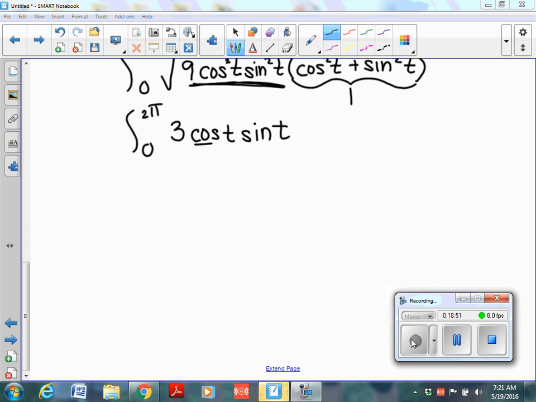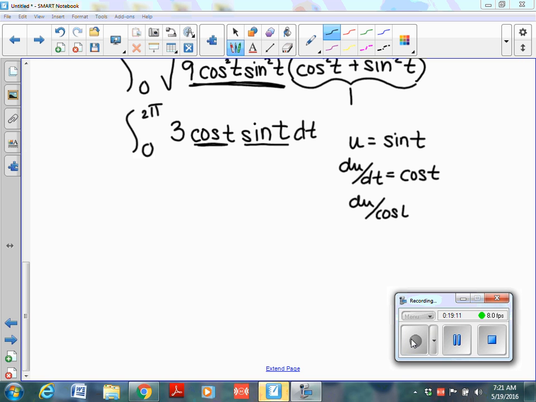You need to notice that this is the derivative of sine of t. Let u equal the sine of t. Did I forget my dt? Sorry. Let u equal the sine of t. du dt, what's the derivative of sine? Cosine. du divided by the cosine of t equals dt. The substitution property is a very, very, very important property.